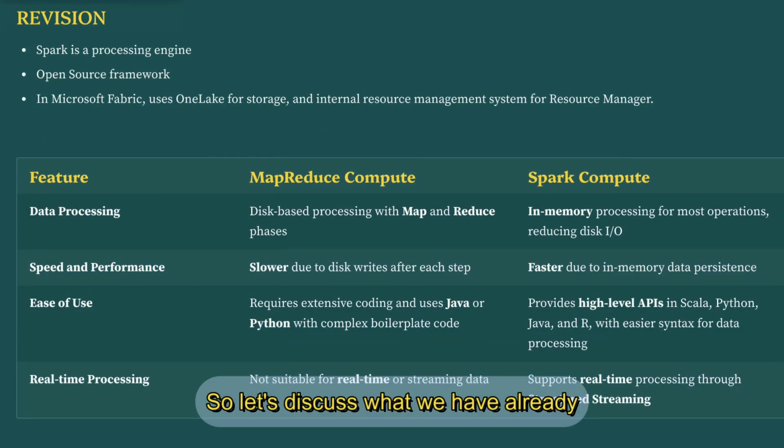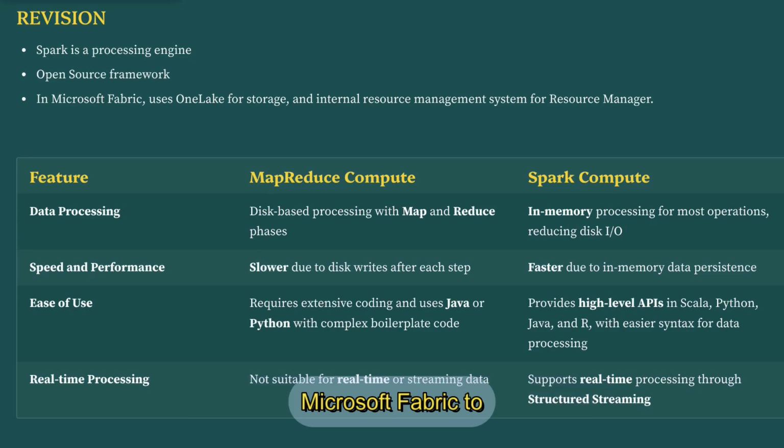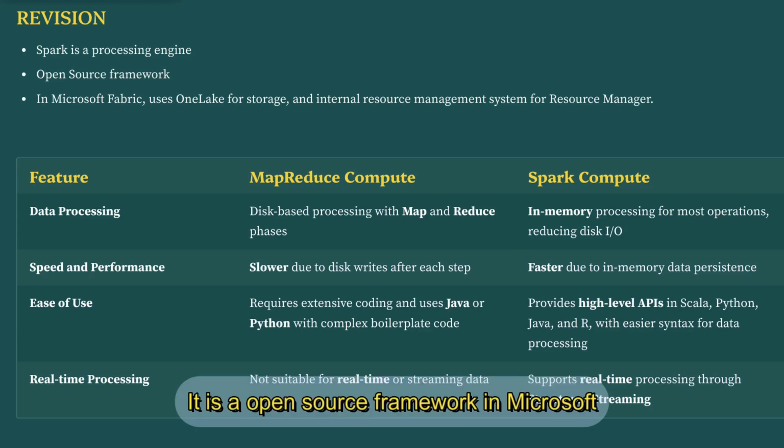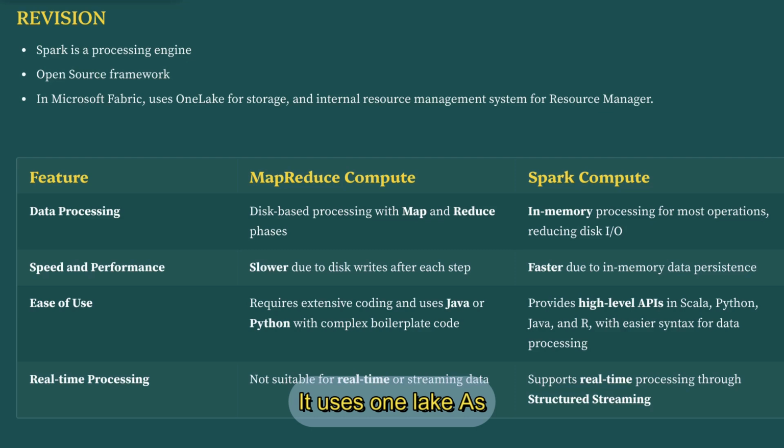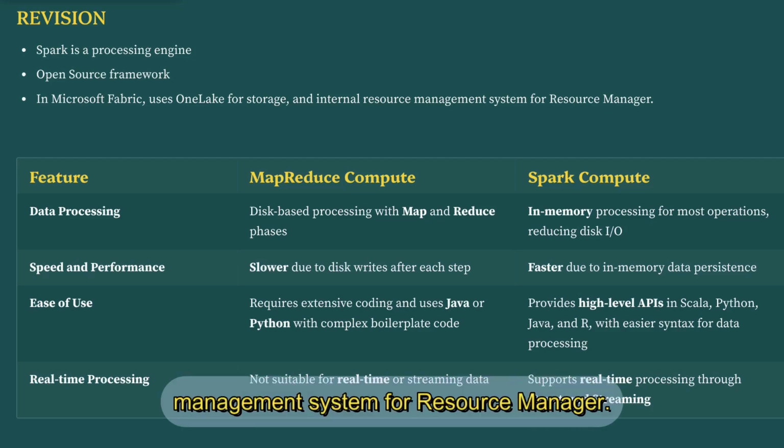So let's recap what we have discussed so far, and then we will go to Microsoft Fabric to create our own first version of Apache Spark. So Spark is a processing engine. It is an open source framework. In Microsoft Fabric, it uses OneLake for the storage and an internal resource management system as the resource manager.